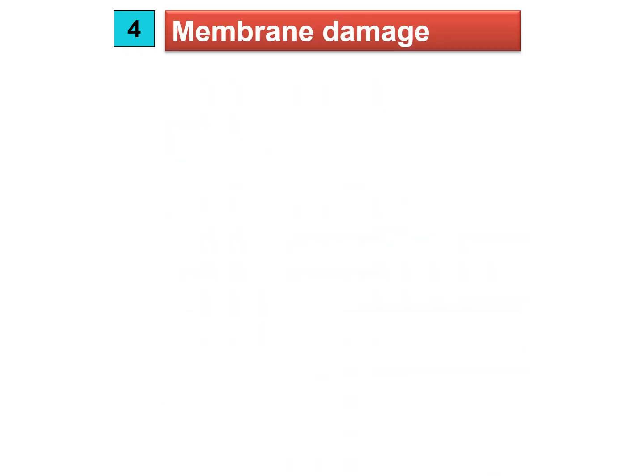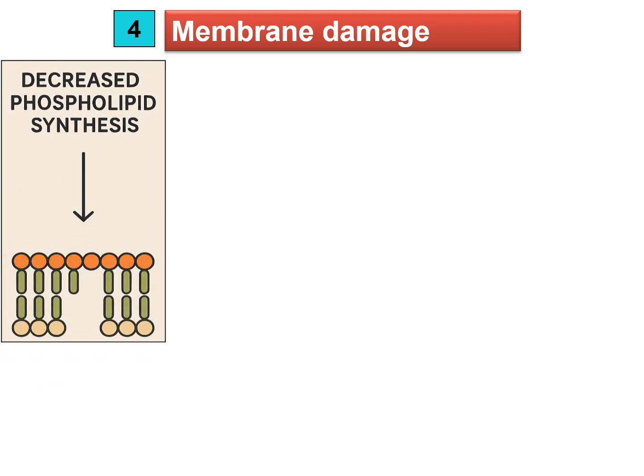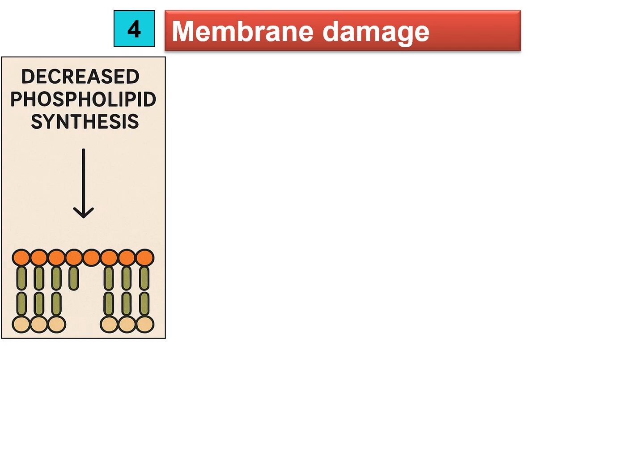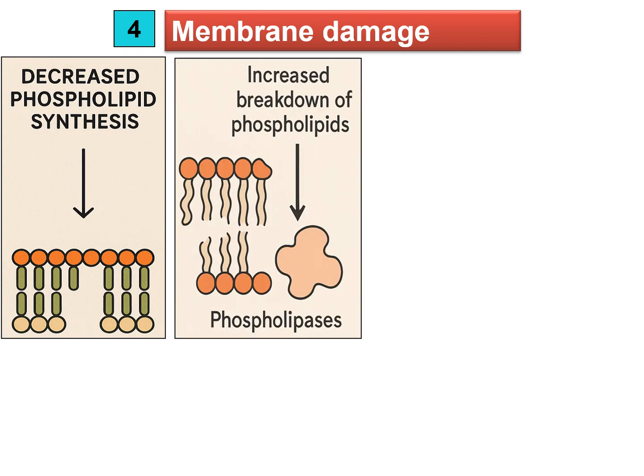Fourth mechanism is membrane damage. Membrane is made up of phospholipids. So when there is increased destruction of phospholipids or decreased synthesis of phospholipids, there is membrane damage. So here you can see there is decreased phospholipid synthesis causing membrane damage, and here it is increased breakdown of phospholipids by phospholipases. So while telling increased intracellular calcium levels, I told you that phospholipases will get activated with increased cytosolic calcium, thus causing breakdown of phospholipids, causing membrane damage.